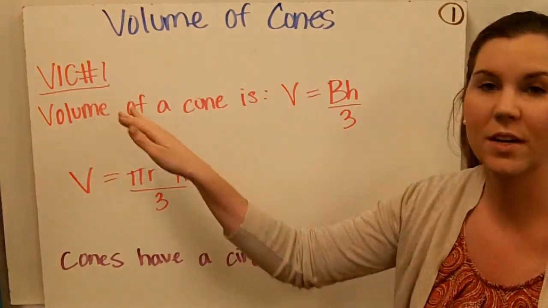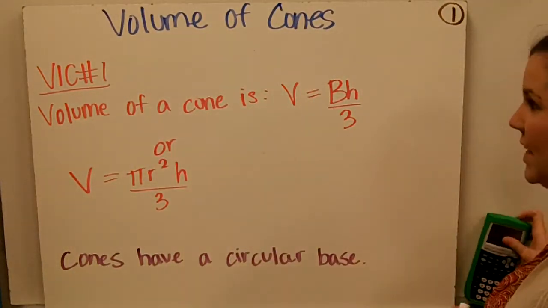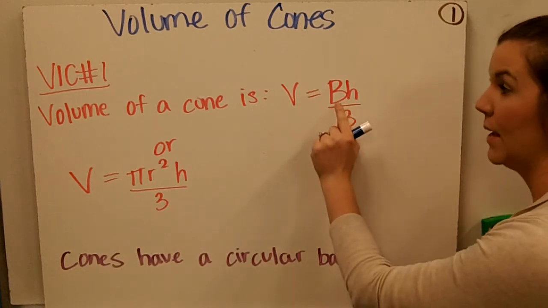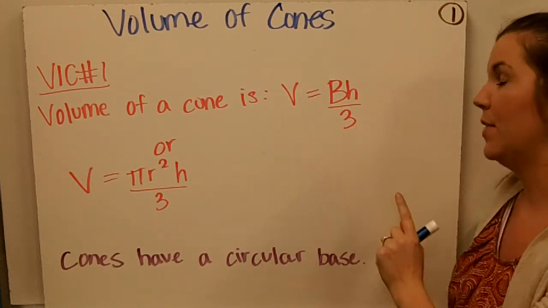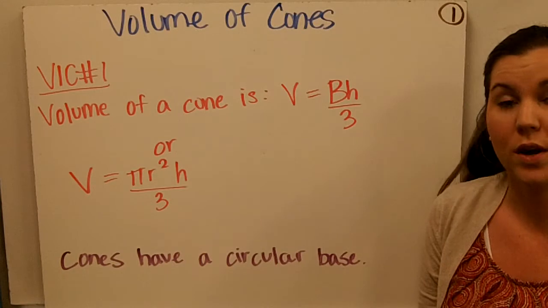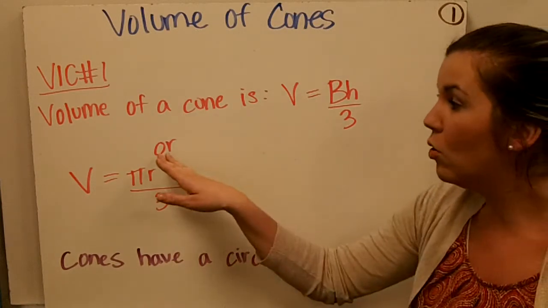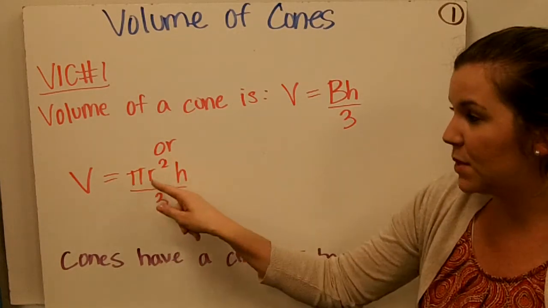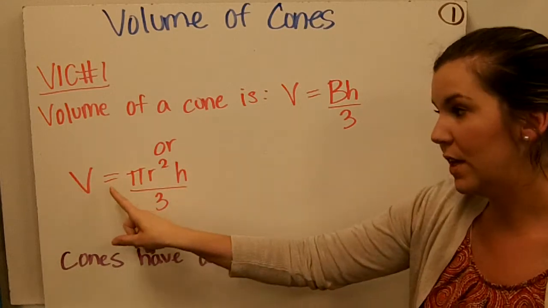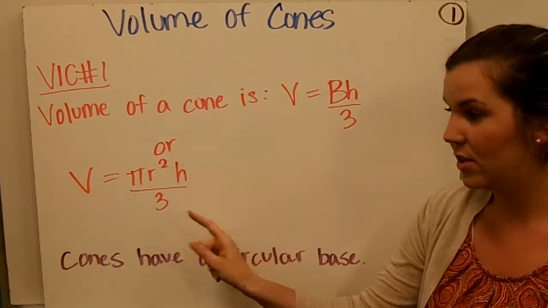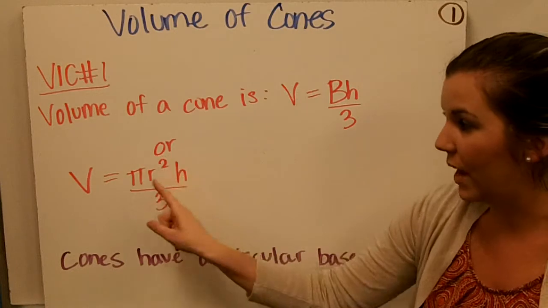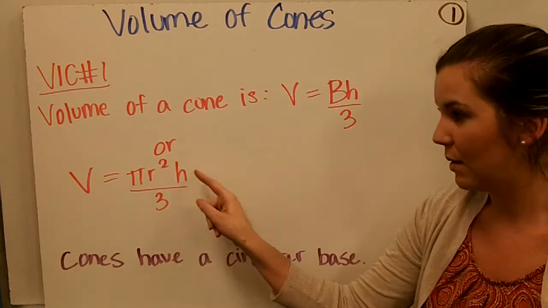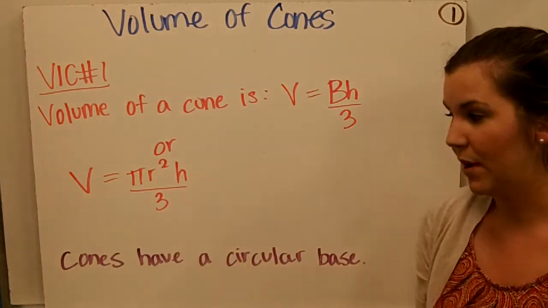Volume of cones. Vic number 1. Volume of a cone is V equals capital B H divided by 3. Capital B, remember, stands for the area of the base. Or, since we know the area of the base is pi r squared, we can say V equals pi r squared h divided by 3. The area of the circle, base, times the height of the cone divided by 3.